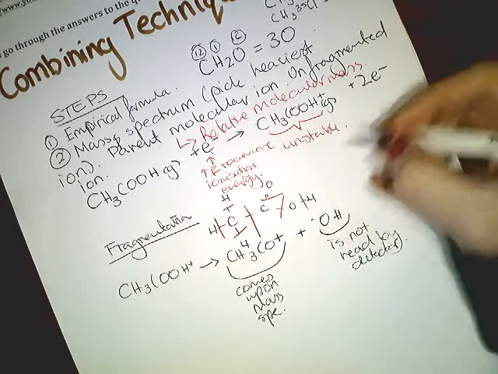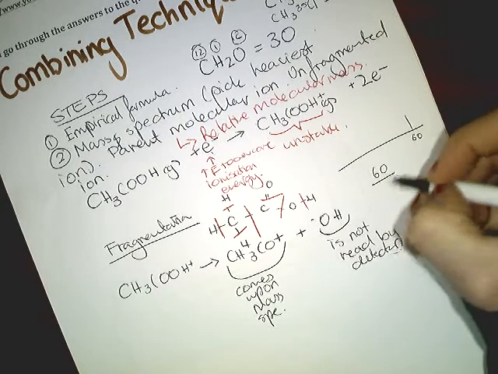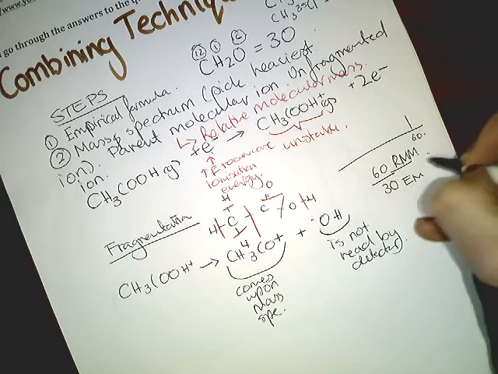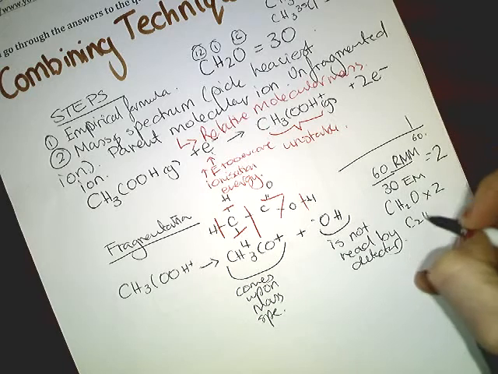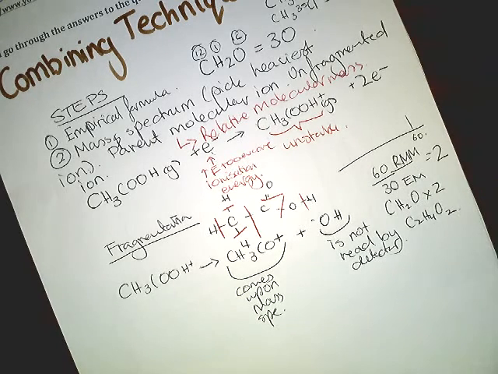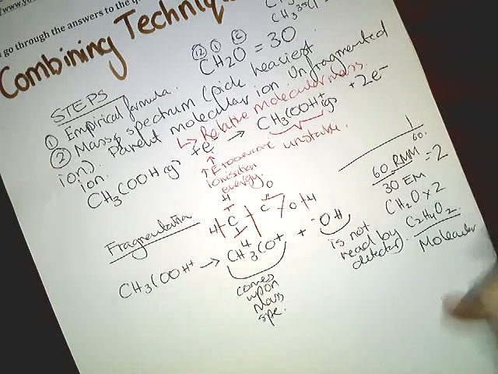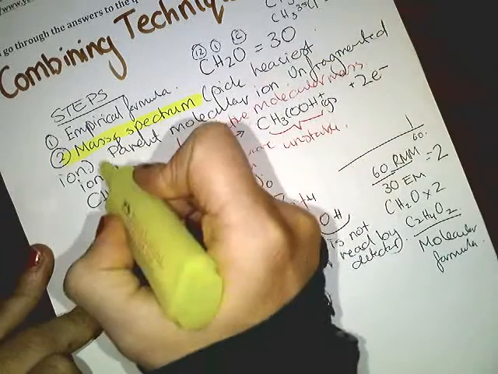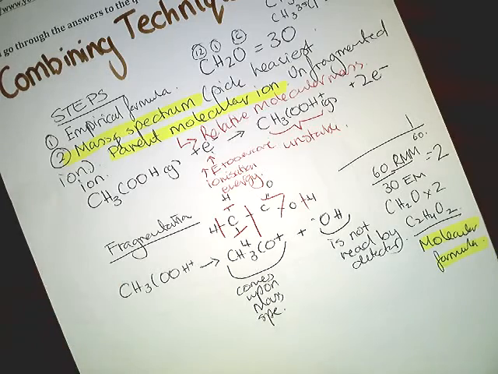So we would get the relative molecular mass for this one, and there'd be a nice peak at 60, and then it would tell us that 60 divided by 30, which is your empirical mass, and you do your relative molecular mass equals 2. So we'd have to times this by 2, getting C2H4O2. And then that would give you your molecular formula. So, the mass spectrum, the heaviest peak is called the parent molecular ion. This gives you the molecular formula.